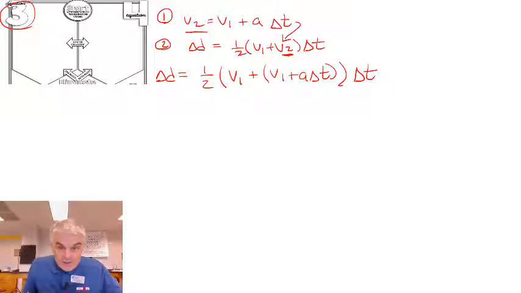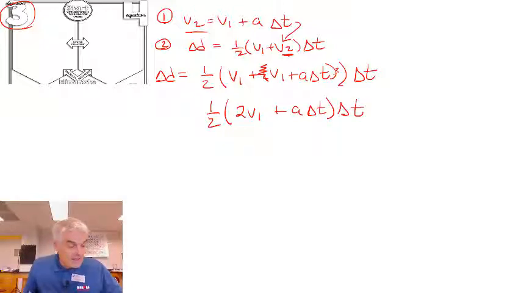So these parentheses, this is all plus, they go away right here. So we'll have 1/2 times 2V1 plus A delta T, still times delta T. And then what I want to solve, let me think how to do this. I'll distribute, so I'll take the 1/2. So 1/2 times 2 is 1.